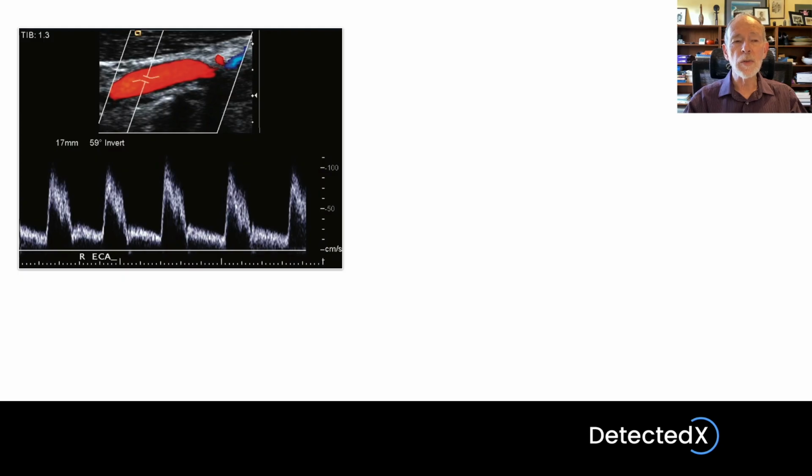Now we'll look at the issue of sample volume size. Here we have a standard acquisition with normal settings, a relatively small sample volume placed in the center of the vessel. The spectral tracing, as usual, has a significant window, in other words, an echo-free area underneath the spectral tracing.